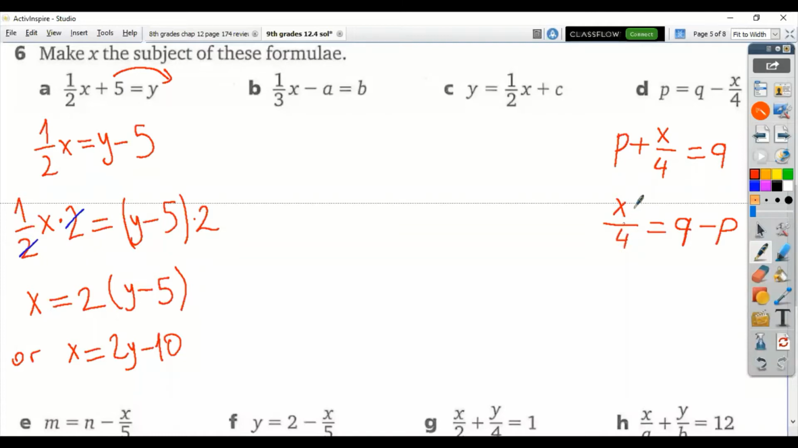4 is dividing x. So on the right side, 4 will be multiplying. 4 equals 4 times (q minus p). Writing q minus p without parentheses is a mistake. Now it's okay. This answer is okay. Or you can write, optionally, distributing the 4. Here we have distributed 2 over parentheses, and here we distribute 4 over parentheses. 4 times q is 4q. 4 times minus p is minus 4p.